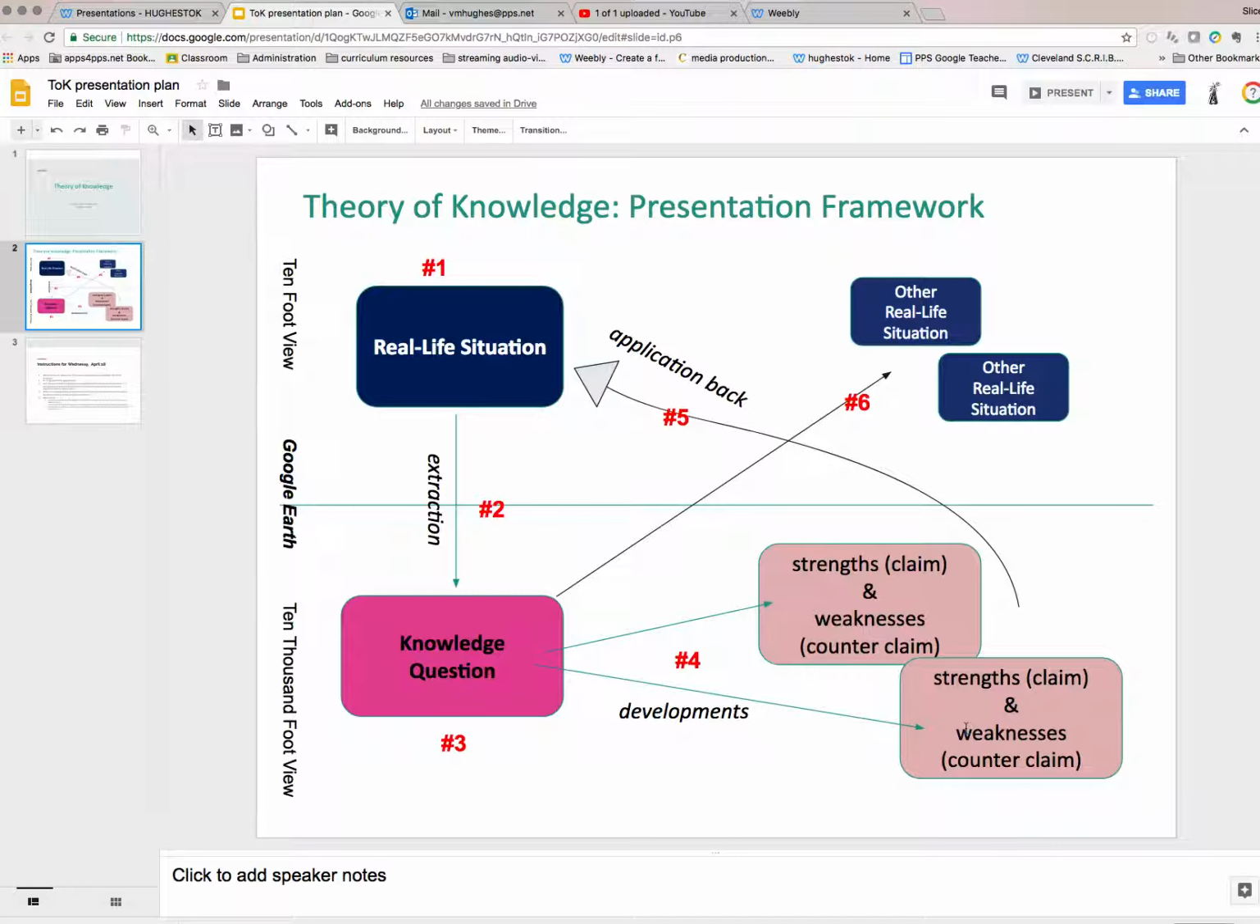presentations. Okay, so you've got your little conclusions here, and you're drawing those back to the real life situation. So you are acknowledging to your audience how you got from here to here, and then how you go back again. Finishing with the application of the knowledge question to other real-life situations.